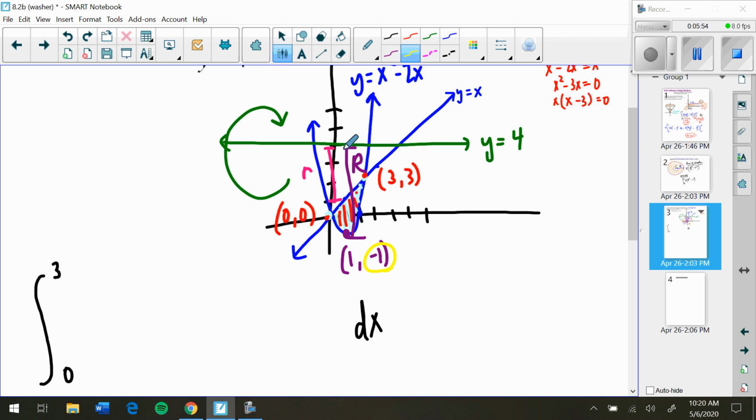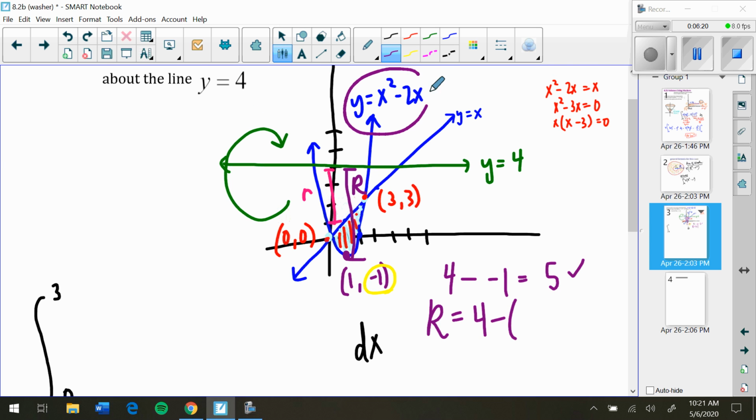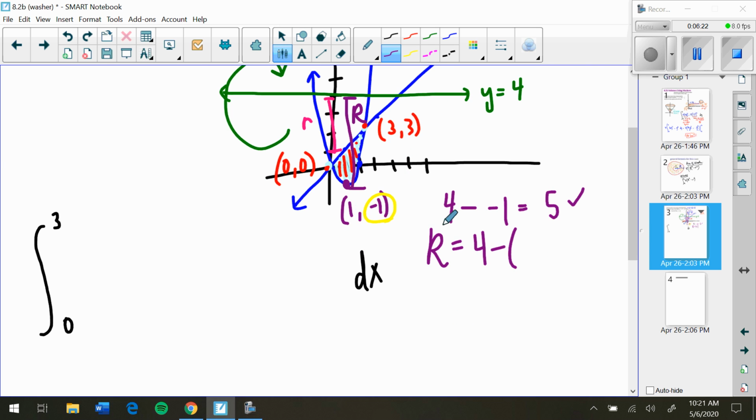Okay, how could I get this anytime? Well, if I take my 4 and I subtract from it the -1, I would technically get 5, which again is what I want for that distance. So can we generalize this for our big radius to be 4 minus whatever the y value is in this case, which we know based on our curve is x squared minus 2x. That's going to be our big radius.